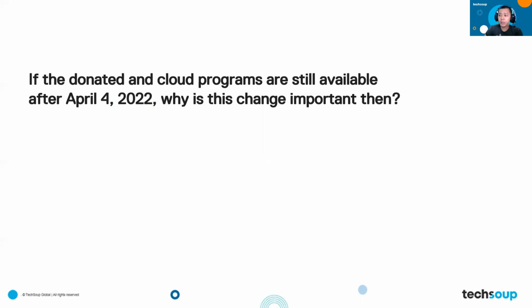Now, if the discounted and cloud programs are still available after April 2022, why is this change important to me? Because, in essence, desktop licenses will remain available to you as eligible organizations even after April 4. It's just through the discounted license program. Alternatively, Microsoft's cloud-first strategy makes a whole array of cloud subscriptions, either free or at discounted rates, still available for you as well. So why should you be concerned?